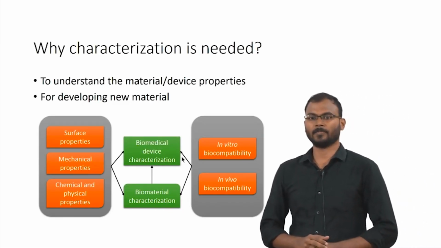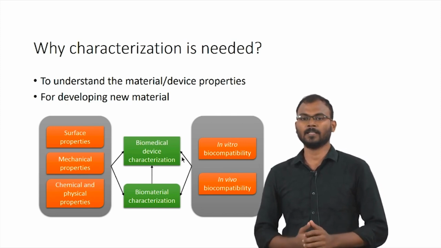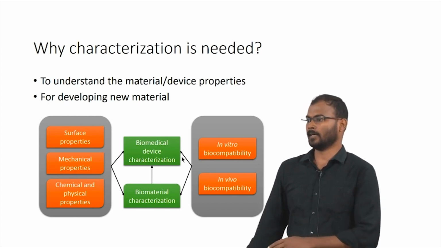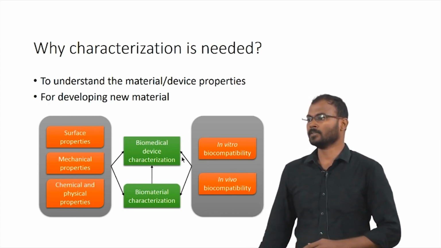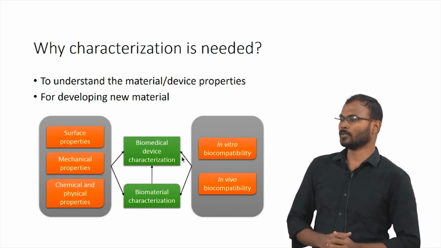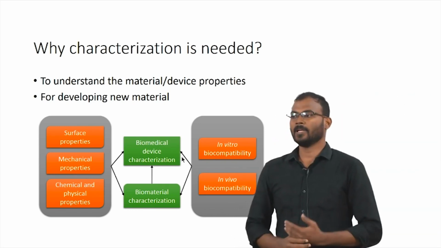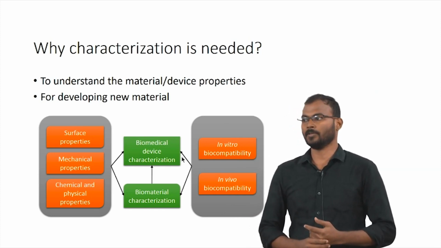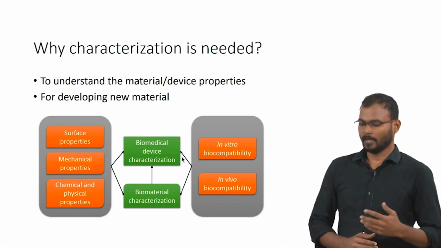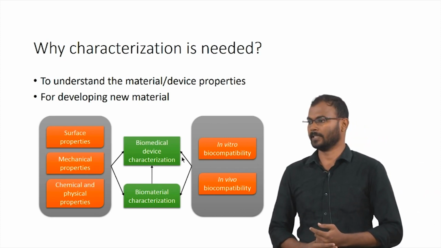When we are characterizing materials, we are trying to understand their properties, so that we can tell whether a material is accepted as an implant or a medical device. The biocompatibility of the material is primarily dependent on its properties, so to find out its properties, we have to characterize the materials. For developing new materials also, you have to understand the properties so that they mimic natural existing organs and other applications. To identify those properties, you need to characterize the materials.